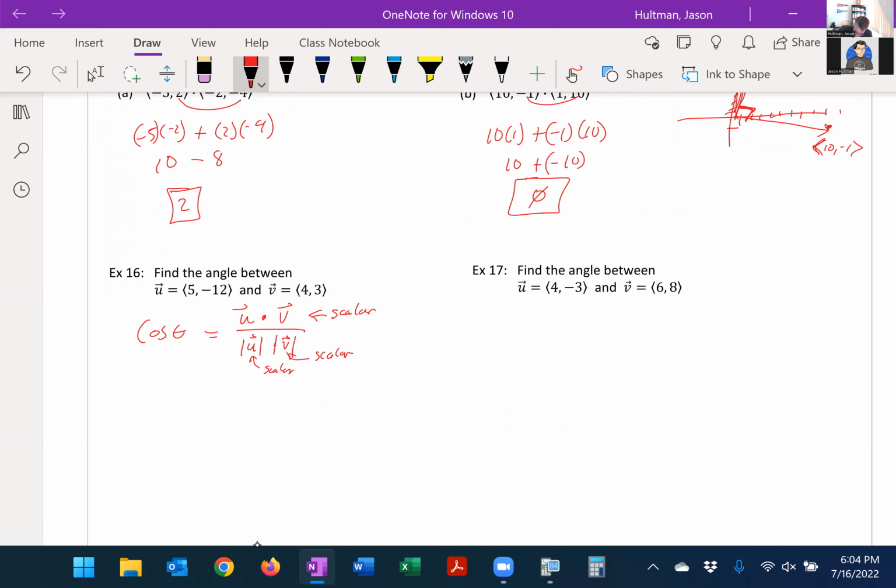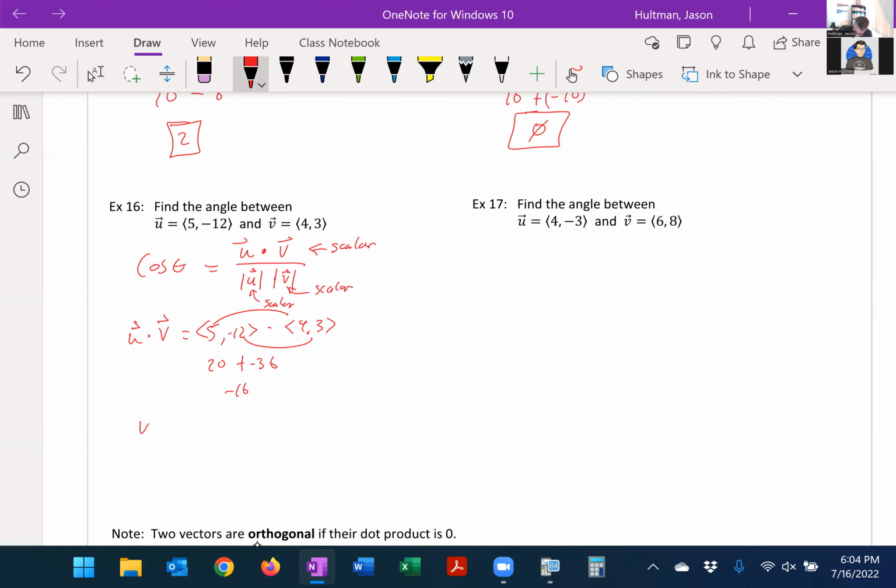So let's break this down into its components. Let's look at the u dot v part of it. Okay, so u dot v, what's that going to be? That's going to be 5, negative 12 dotted with 4, 3. So that's going to be 20 plus negative 36, which is negative 16. Okay, so that's u dot v.